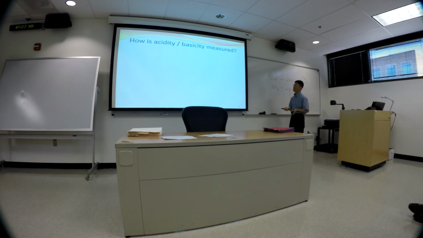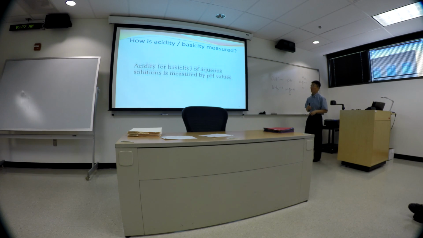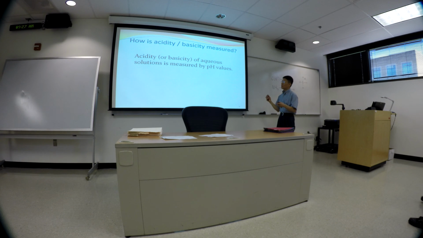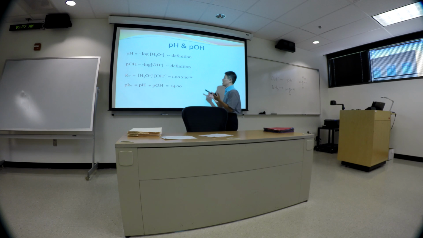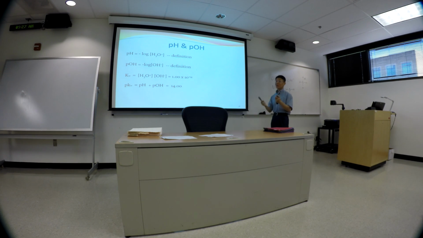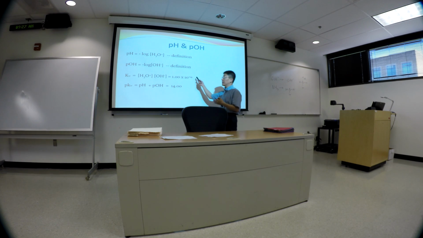Okay? So in this case, how are acidity and basicity measured? Well, acidity or basicity of an aqueous solution is measured by what we call pH value, pH or pOH. pH by definition, that's a definition there, is the negative log of the molar concentration of H3O plus. pOH is the negative log of hydroxide ion concentration.